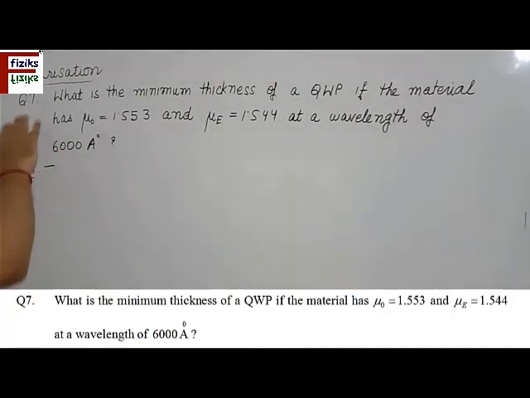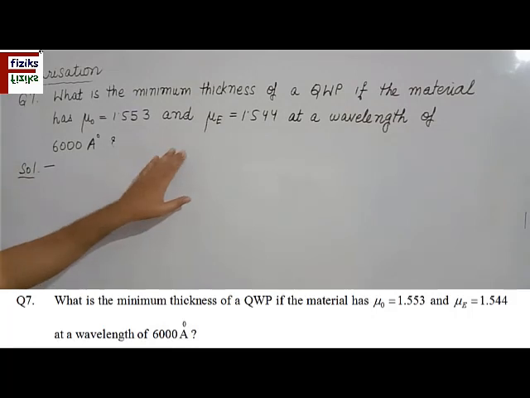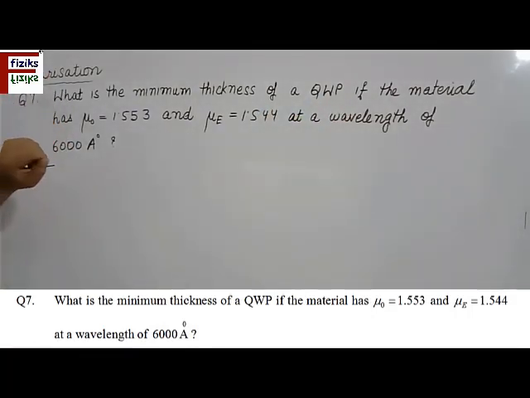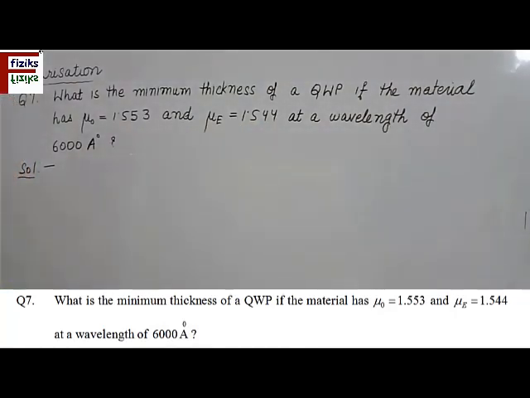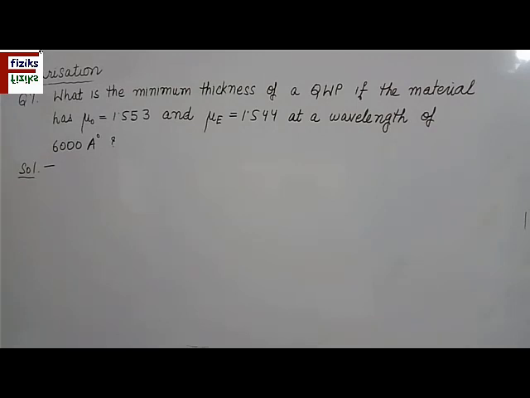This is question number 7. This is based on quarter wave plate. So question number 7 is, what is the minimum thickness of a quarter wave plate if the material has mu O equal to 1.553 and mu E, refractive index of E ray, is 1.544 at a wavelength of 6000 angstrom. So we have to find out the minimum thickness of quarter wave plate.